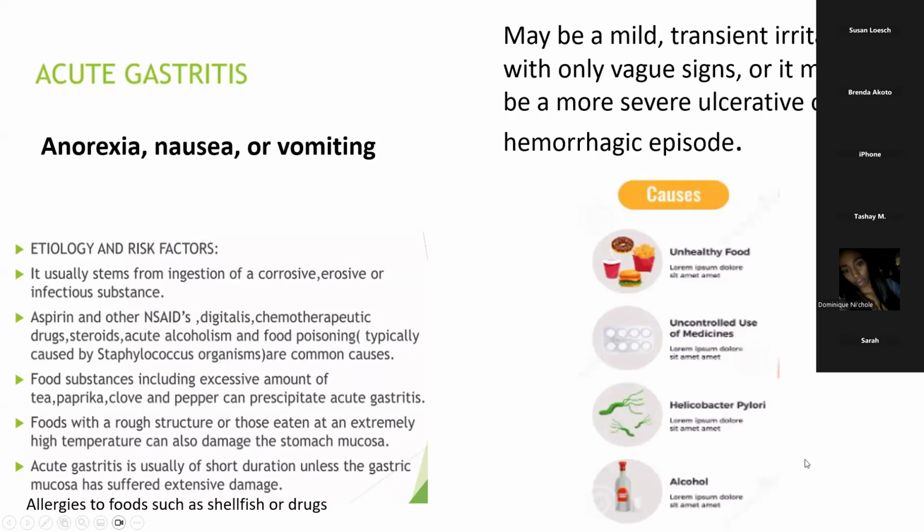Next is acute gastritis. These clients will usually appear with anorexia, nausea, or vomiting. With acute, it could be mild. They might only have vague symptoms. But if it becomes more severe, they could end up with an ulcerative or a hemorrhagic episode where they could bleed. Usually with this type of bleeding, they're going to vomit and they'll have those GI signs and symptoms of that coffee ground appearance.